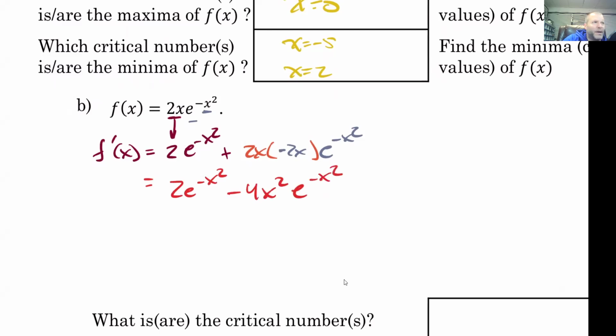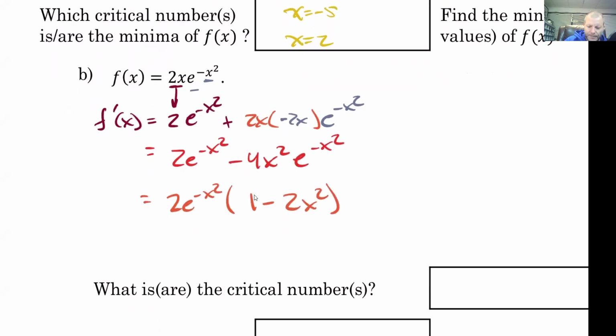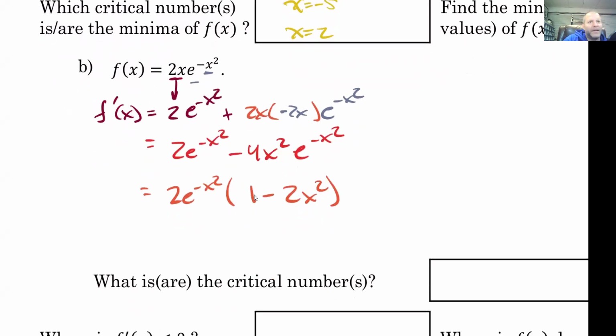We can pull some stuff out. I'm going to pull a 2e to the negative x squared out of everything. 2e to the negative x squared. I'm going to get a 1 minus 2x squared in there. Right, and so now every factor that has an x gets a chance to be 0. So this gets a chance to be 0, but 2e to the negative x squared is never equal to 0 because it's an exponential function.